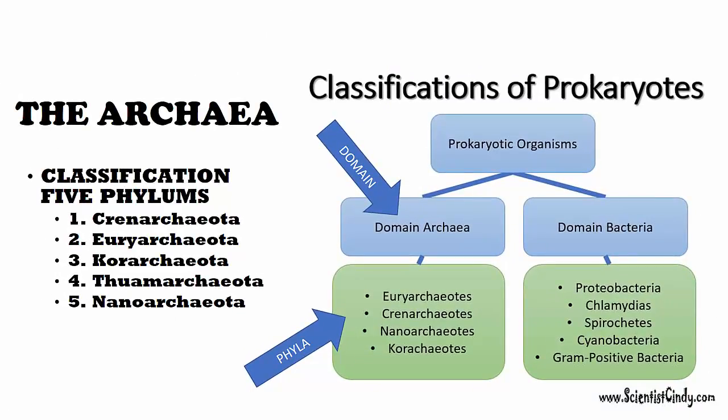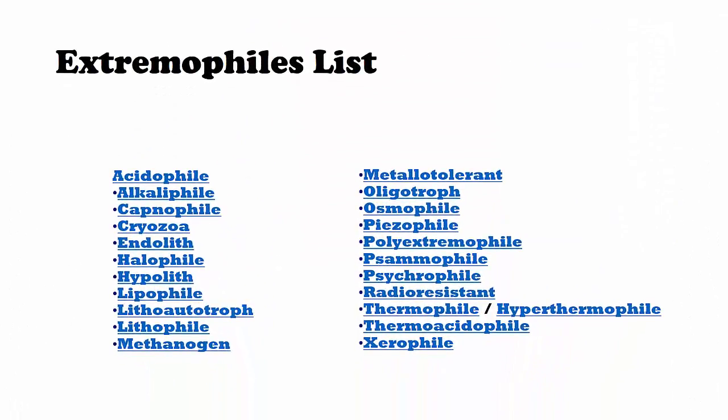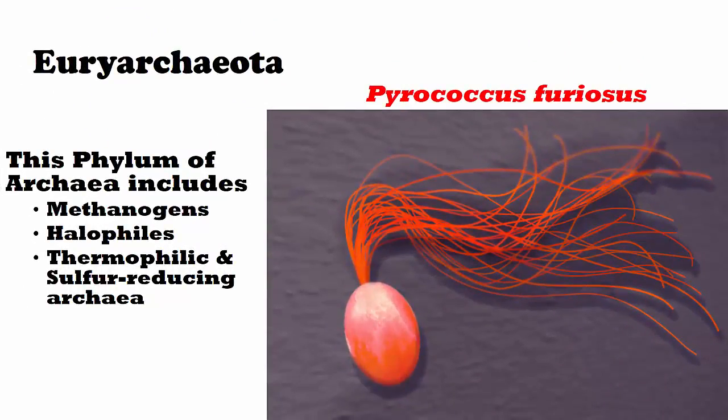Next, let's look at the classifications of the domain Archaea. The domain Archaea has 5 phyla: the Crenarchaeota, the Euryarchaeota, the Korarchaeota, the Thaumarchaeota, and the Nanoarchaeota. First, let's look at the Euryarchaeota. This is a Pyrococcus furiosus. This phylum of Archaea includes methanogens, halophiles, thermophilic, and sulfur-reducing archaea.